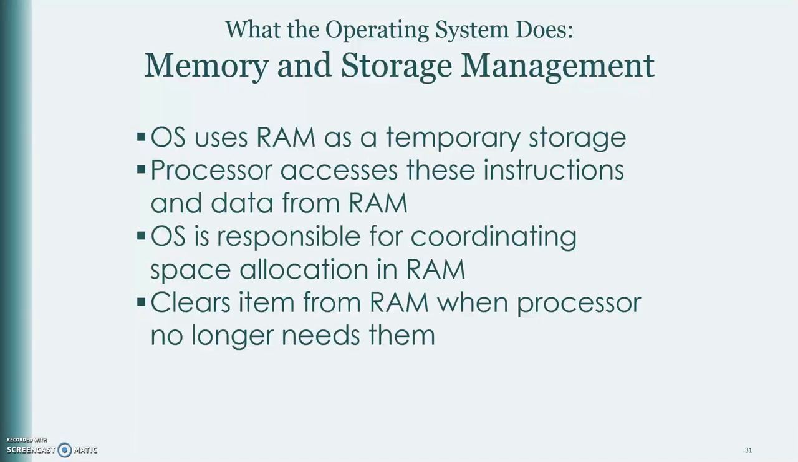Once the instructions have been carried out, the operating system then clears those items out of RAM once the processor no longer needs them. Okay, it has to do this because RAM is a very limited amount of storage space. It's not meant to hold a tremendous amount of data or information. Okay, so it needs to clear items out. Once they've been completed, they're moved out of RAM. All right. The OS is a busy person, huh?